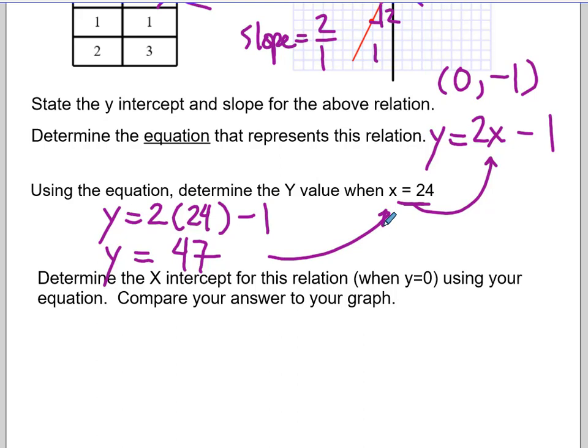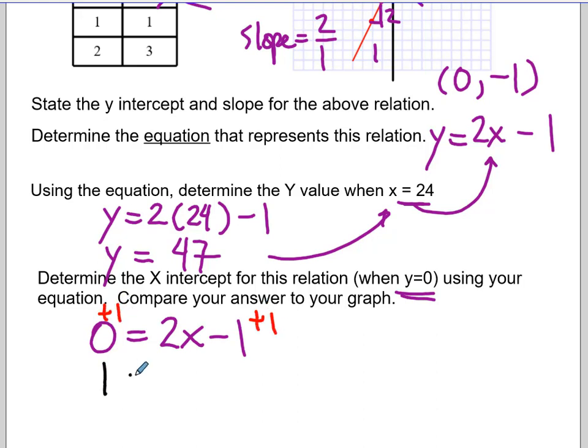Okay, and lastly, determine the x-intercept for this relationship. So that's when y equals 0. That's one of those facts we have to know. All x-intercepts have a y value of 0. So if we use our equation, instead of putting y equals 2x minus 1, I can put 0 equals 2x minus 1, because I know that the y value is 0 for the point I'm looking for. Now from here I need to get the x by itself, so I'm going to add 1 to both sides.